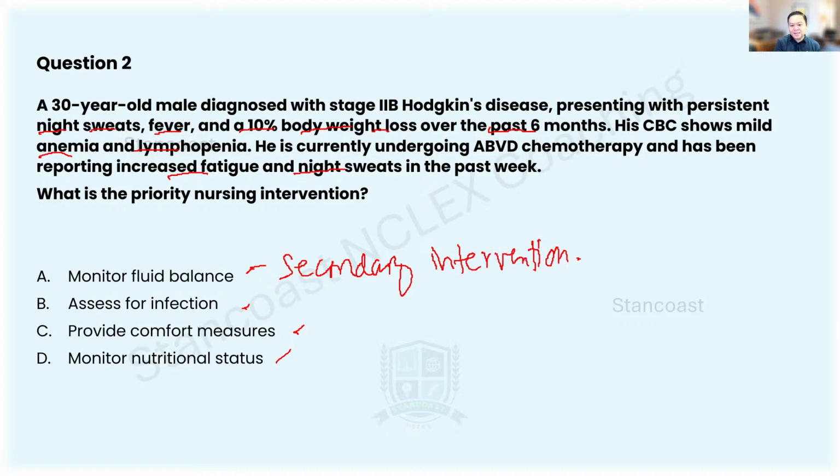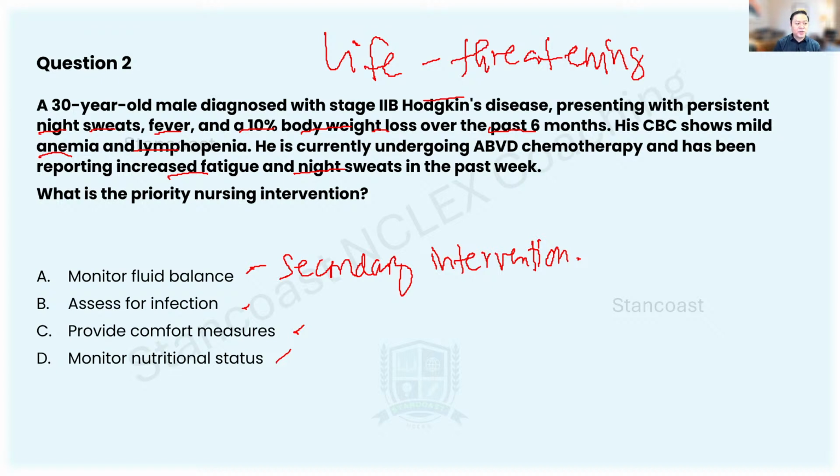Okay. We're going to look for a life-threatening complication here. This is the goal of this test question. Are you able to identify a much more life-threatening condition? So what would be that problem? Okay. Let's take a look at letter B. Assess for infection.